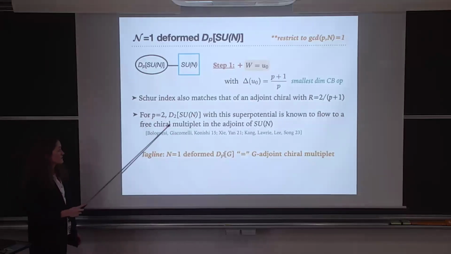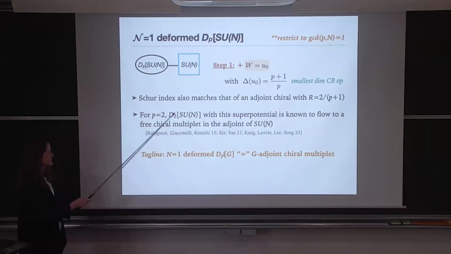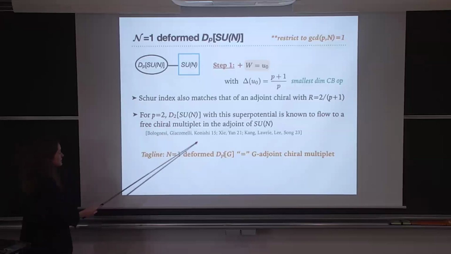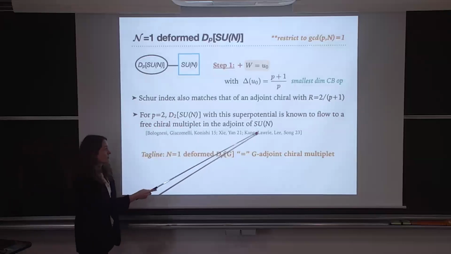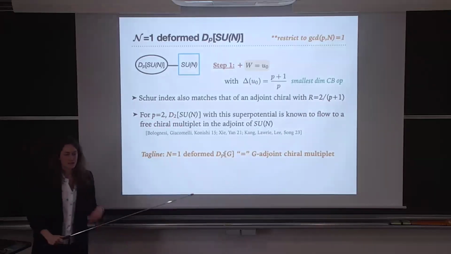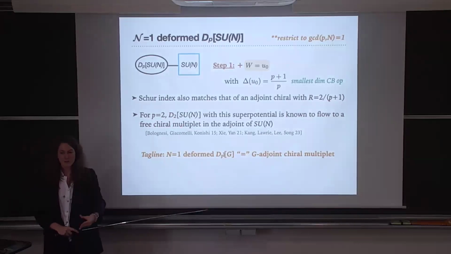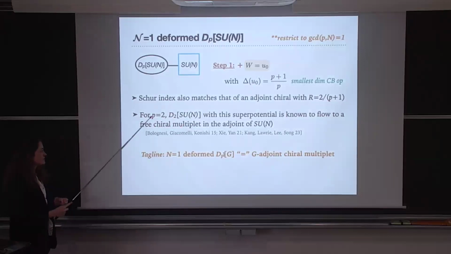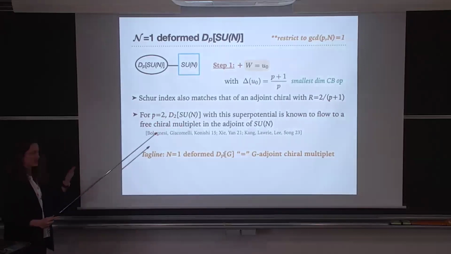Now for P equals 2, this D2 SU(N) type theory with this superpotential is actually known to flow to free fields in the IR. It just flows to a free chiral multiplet in the adjoint of SU(N), which matches: if I put P equals 2 here, R equals 2/3 is the R charge of a free chiral multiplet in an N=1 theory. So for P equals 2, I'm just flowing to a free chiral multiplet, and all of this matches what I just saw.